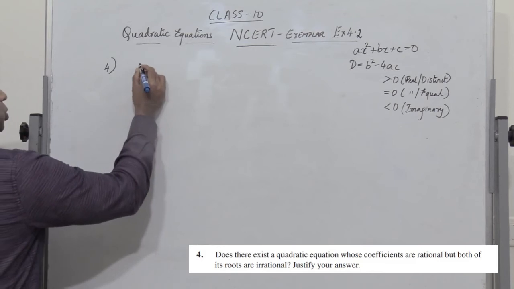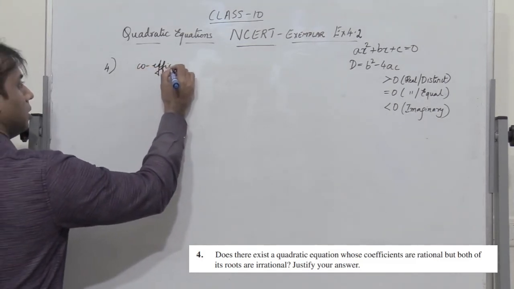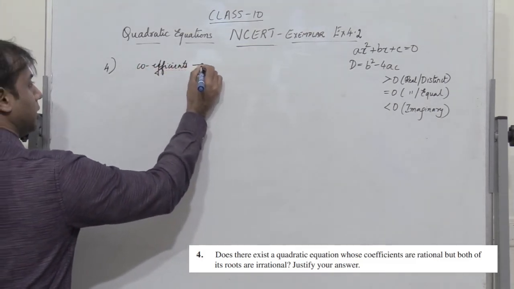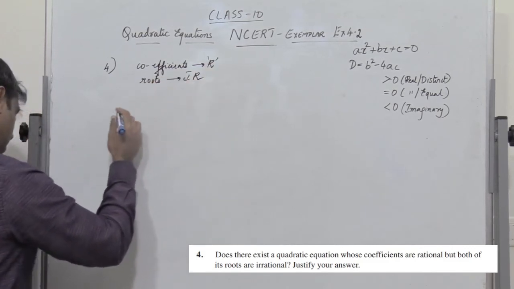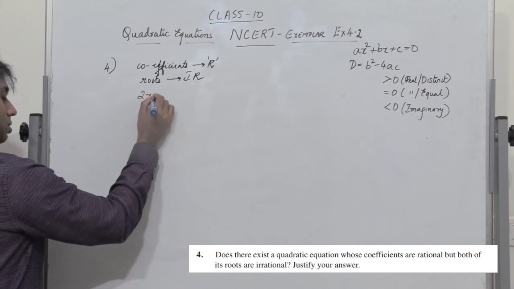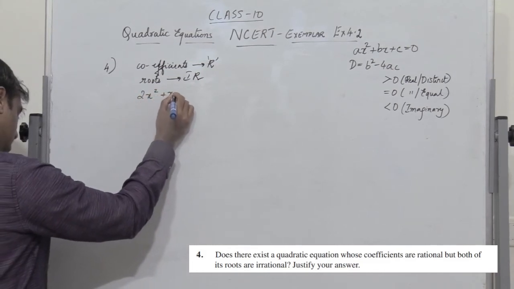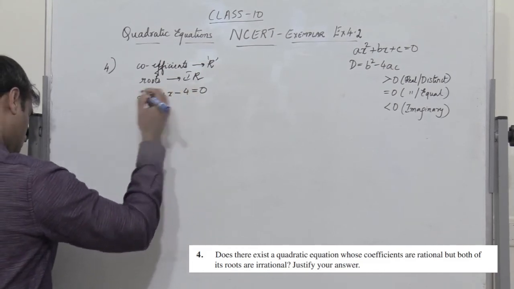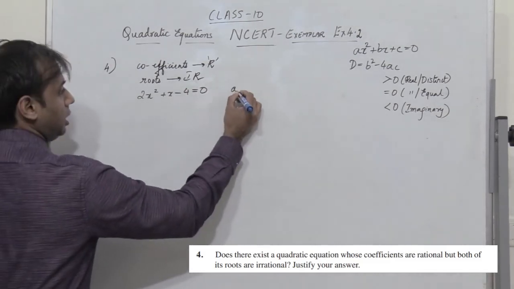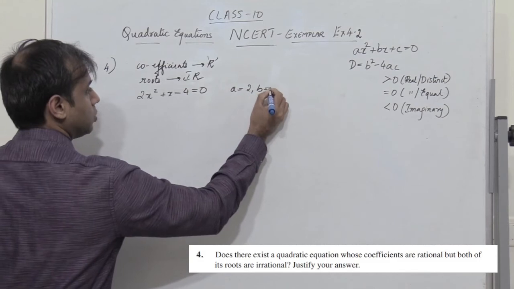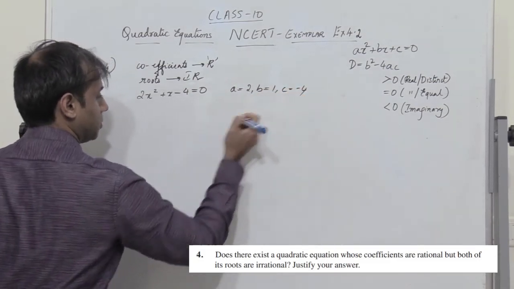irrational? So coefficients are rational, but the roots are irrational. So let's take an example. 2x square plus x minus 4 equals 0. So what are the roots? A equals 2, B equals 1, C equals minus 4.